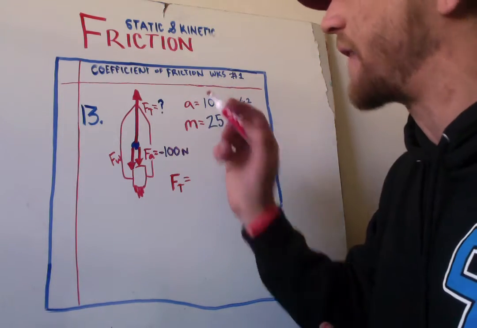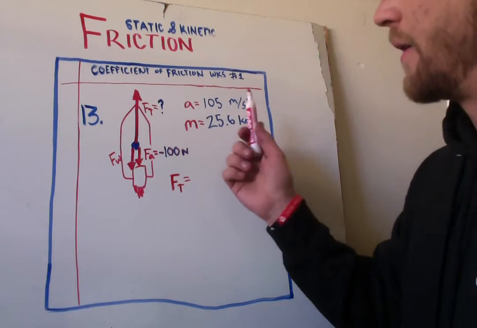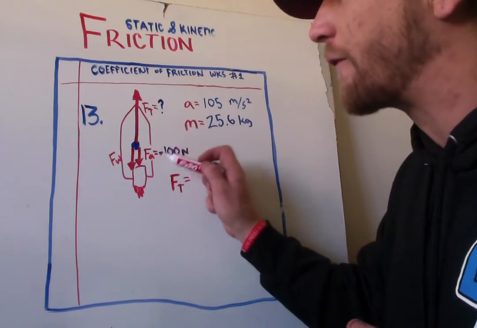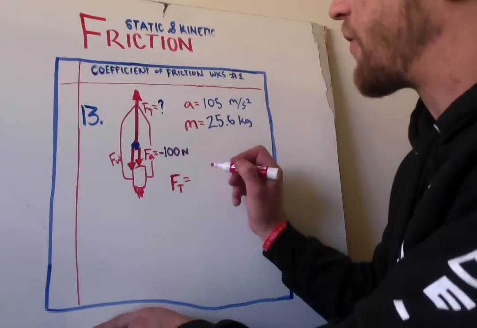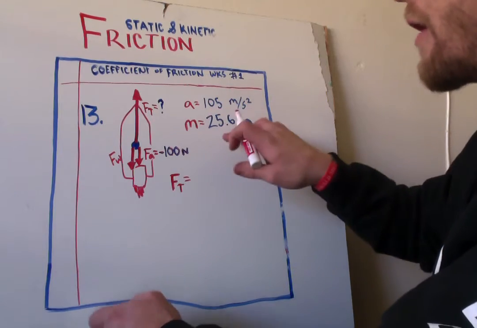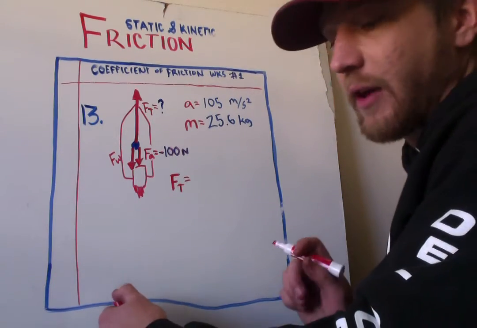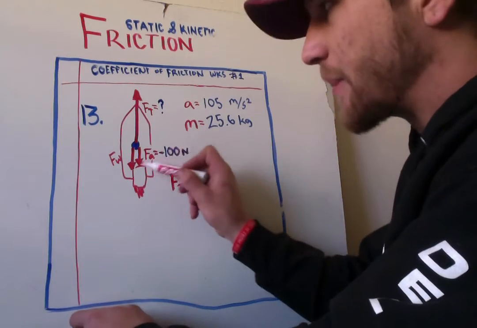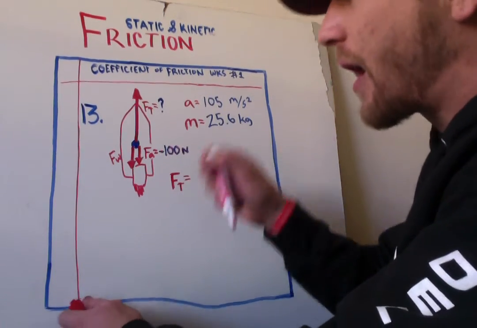There's other things affecting this acceleration. What affects this acceleration is the opposing forces. So the force of thrust would not simply be 105 times 25.6, even though that's what a lot of people might think. Remember, that acceleration is being affected by the stuff pulling the rocket down.